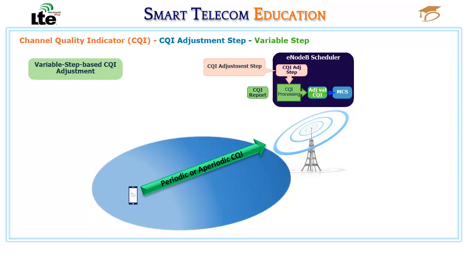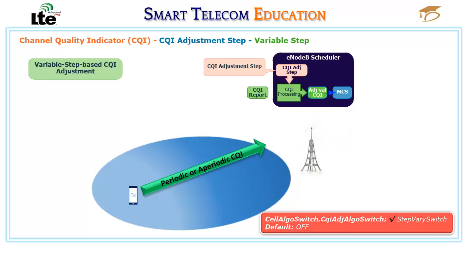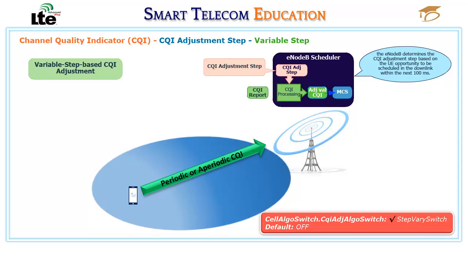Variable step-based CQI adjustment. This function is controlled by the step vary switch option of the CQI adjustment algo switch parameter. If this option is selected, the eNodeB determines the CQI adjustment step based on the UE opportunity to be scheduled in the downlink within the next 100 milliseconds.